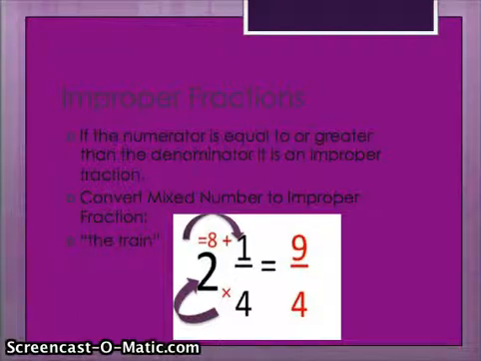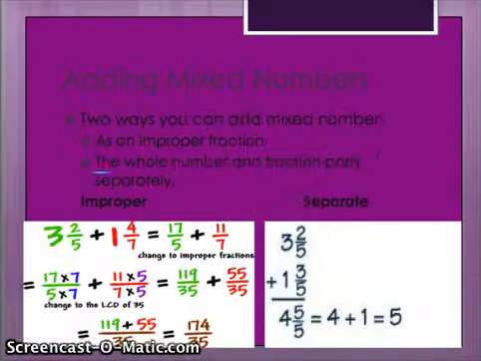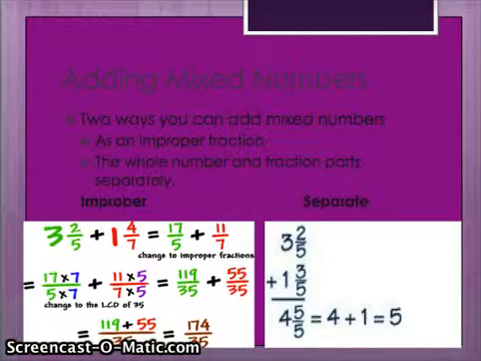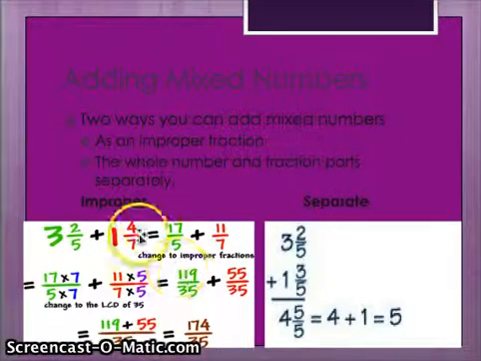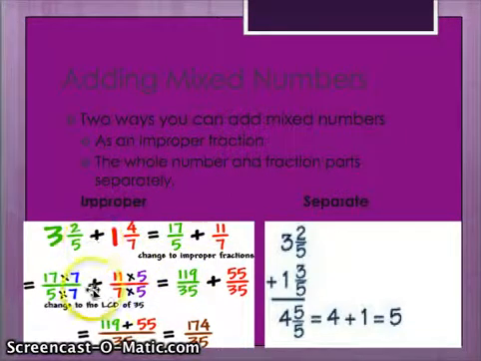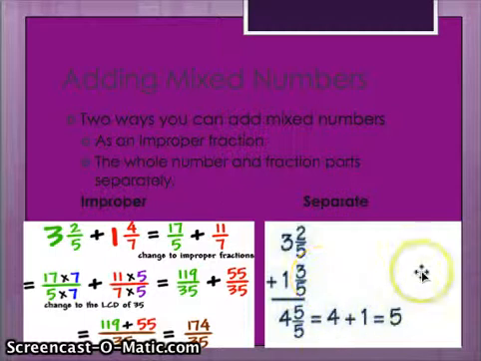This is important to remember for adding mixed numbers because we have two different choices when it comes to adding mixed numbers. You can add them as improper fractions, or you can add them as whole numbers and fractions as a part, which means separately. So this is just an example of improper fractions, adding them, and separately. We're going to go more in depth.